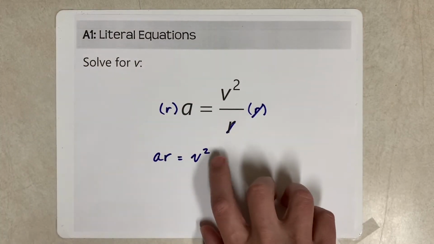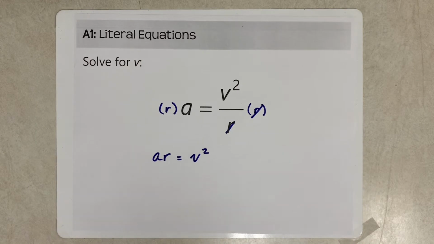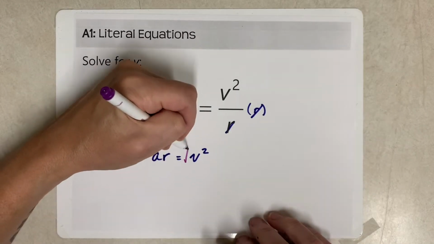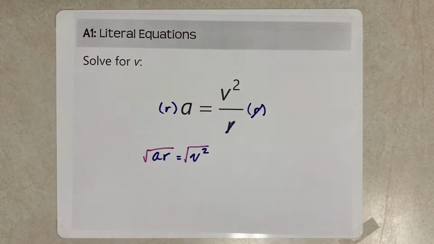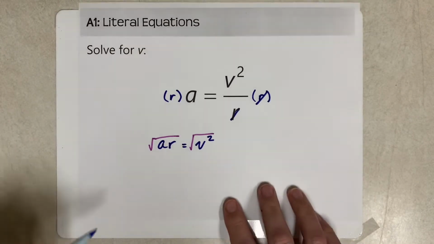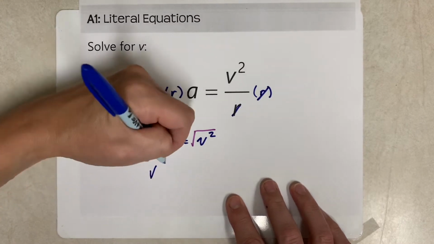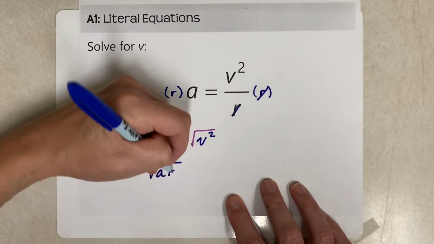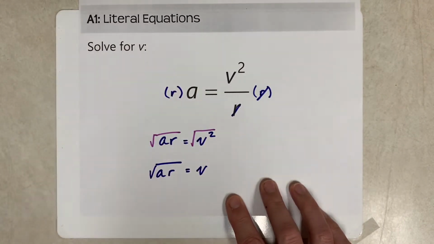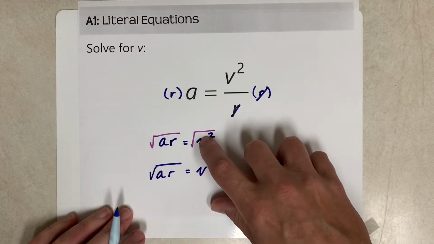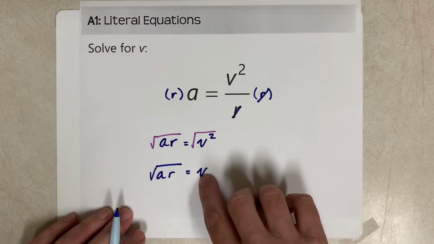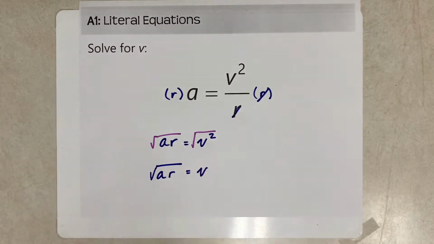But now I need to get rid of that square. So how do you get rid of a square? Well, we learned that a square root gets rid of a square quite nicely because they cancel out. So I take the square root of both sides, and now I have the square root of a times r is equal to just v. So when you take the square root of a square, whatever variable's here just kind of gets unlocked and it goes down here without anything. It's just all by itself now.